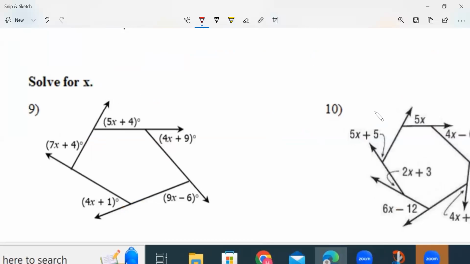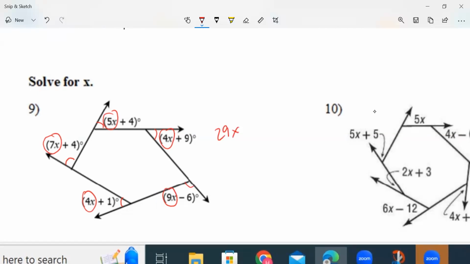It seems like I have this angle, this angle, this angle. I have all the angles on the outside. So I'm just going to add them all, and they're going to equal 360. When I add them all, first of all, I'm going to combine like terms. So 7x plus 5x plus 4x plus 4x plus 9x. Let me add my x's first, and that gives me 29x.